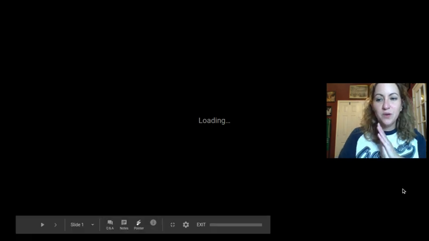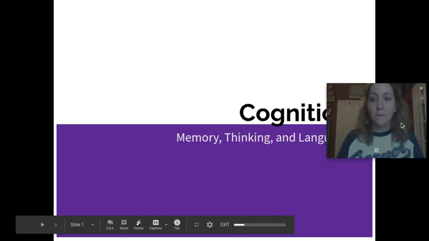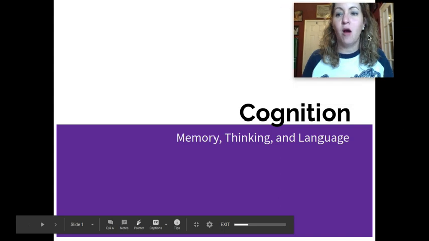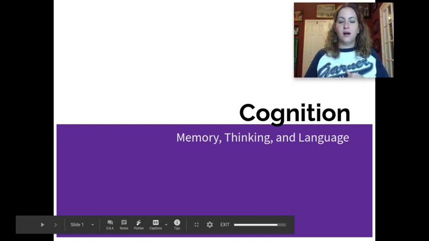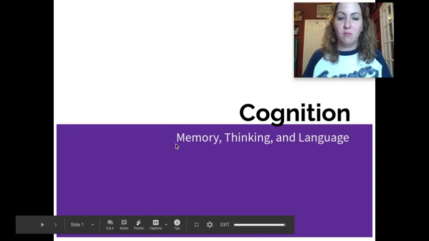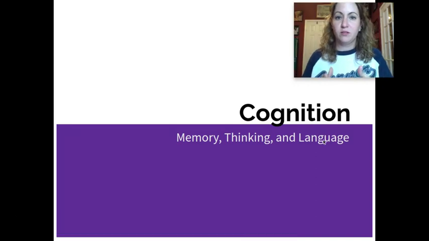Hey guys, today we are starting a really big and very important unit, probably the biggest on the test. Not probably, it is. It's the biggest on the AP exam. That's why we save it for last. And it's called Cognition. It says here at the bottom, memory, thinking, language, but there's also intelligence that we're going to talk about last, which is part of cognition.